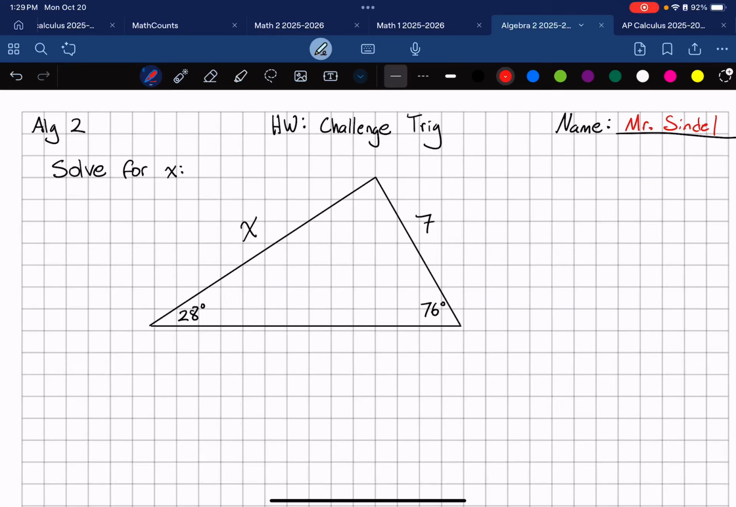This is Algebra 2, and we are doing the homework for the challenge trigonometric problem that we had from class today. Again, the setup is we have a 76-degree angle, a 28-degree angle. We know that this side is 7, this side is one we're trying to find, we're calling it x. But the problem is we don't have a 90-degree angle.